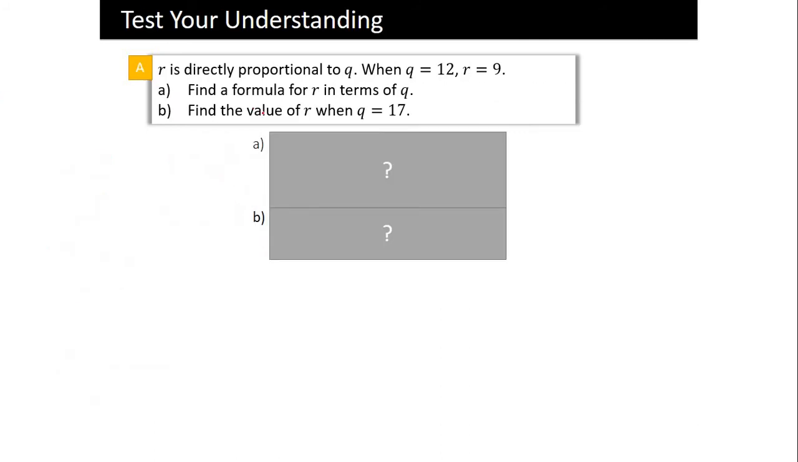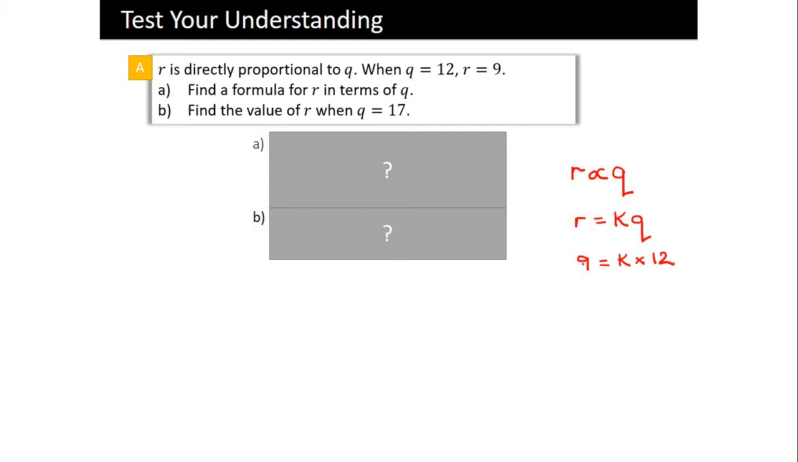Let's have a look at another one. You might want to pause the video and have a go at this yourself to see if you can do it before I go through it. So r is directly proportional to q, so r with the constant of proportionality symbol q. And remember, this means that r will be equal to some constant, let's call it k, multiplied by q. We then use the values we're given to work out what k is. So when q equals 12, r equals 9.